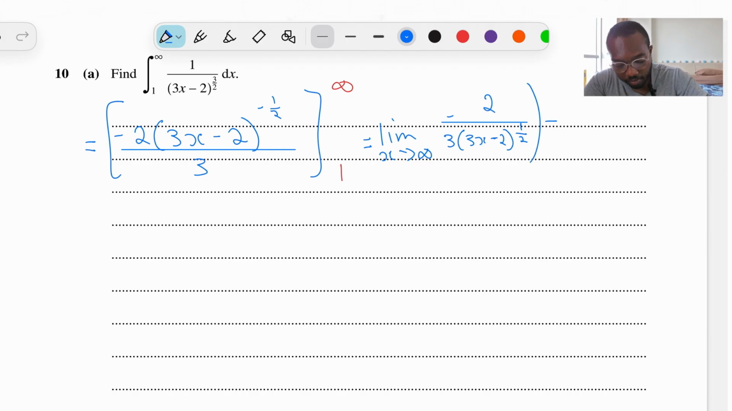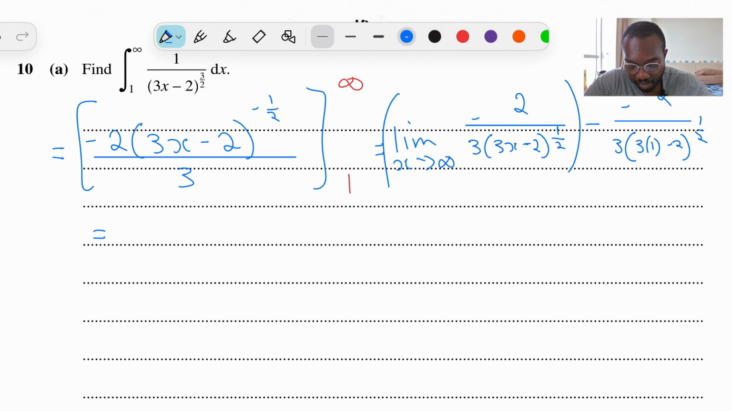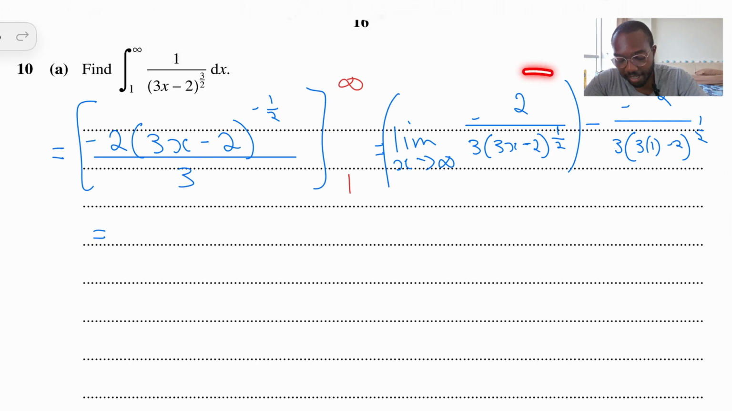Well, if we think about the 1, if I just draw it in for now, we get minus 2 over 3 times 3 times 1 minus 2 to the half. Think about what that would be down here. So let's start with the limit as x tends to infinity. Well, as you can see, with the limit as x tends to infinity, what's going to happen to this? Well, if the denominator is, that's where the x value is, right?